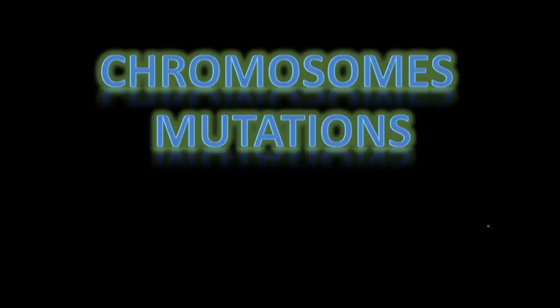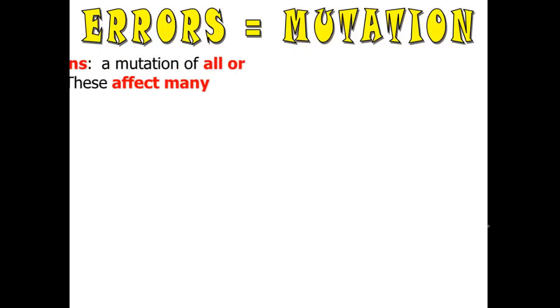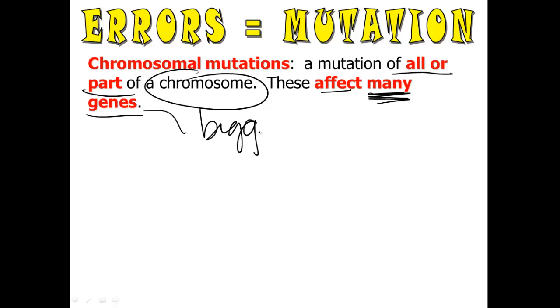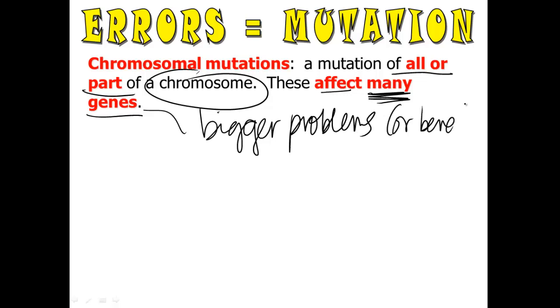Okay, so let's talk about chromosome mutations. Chromosome mutations are quite different from genetic mutations because with a chromosome mutation, all or a part of an entire chromosome will be mutated or changed, and this affects more than one gene. It affects many genes, and so you have a bigger problem with a chromosome mutation, or benefit depending on how you think of it. Some chromosome mutations led to many evolutionary advancements.